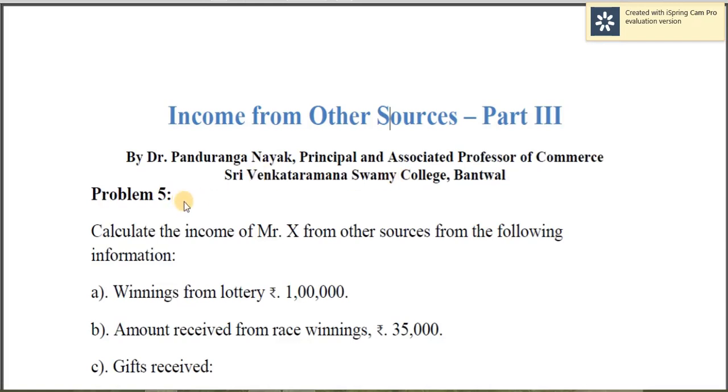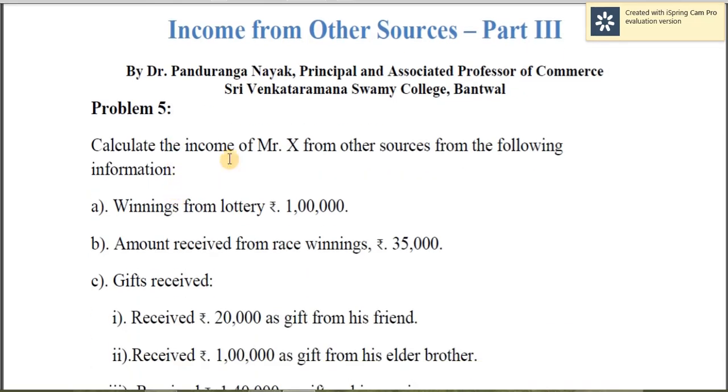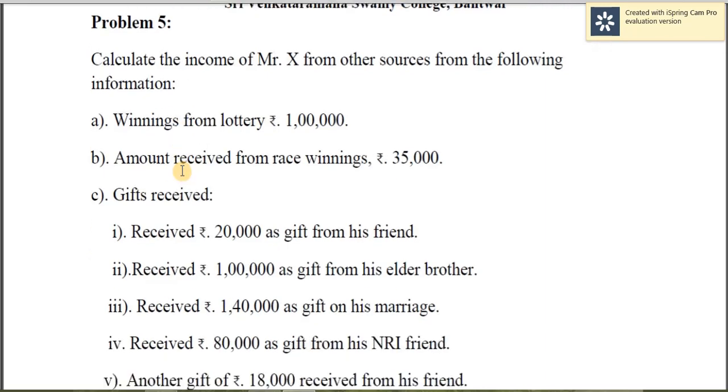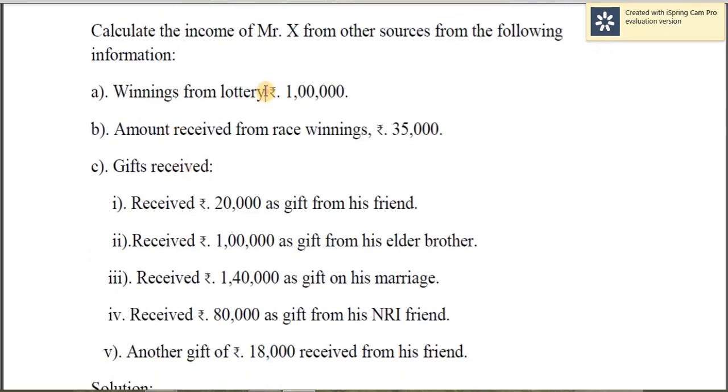Today I am going to solve a problem under the head income from other sources, part 3. So problem number 5: calculate the income of Mr. X from other sources from the following information. A small problem. The first item is winning from lottery. Actually, it's a gross amount, so no TDS has been made. Therefore, 1 lakh as it is should be taken.